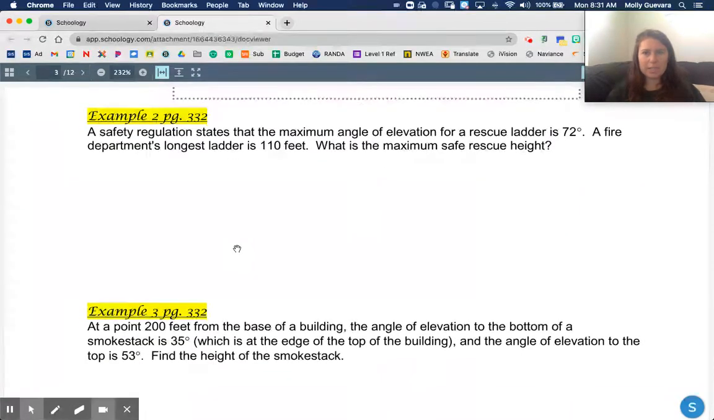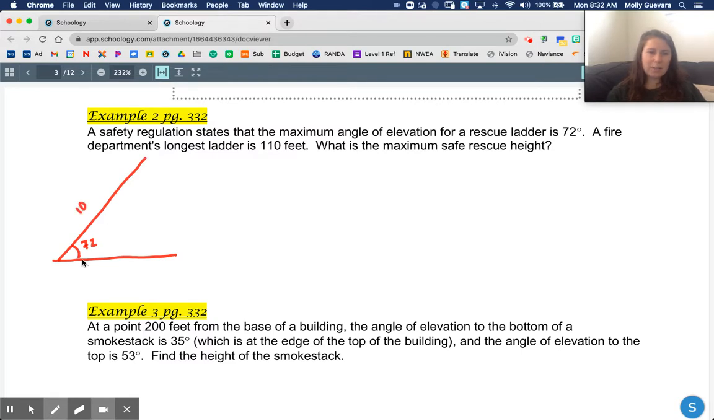So let's look at example 2. It says, a safety regulation states that the maximum angle of elevation for a rescue ladder is 72 degrees. A fire department's longest ladder is 110 feet. What is the maximum safe rescue height? Okay, so here's my horizontal, and here's my ladder. And the angle of elevation, the maximum it can be is 72. So I'm going to call that 72.